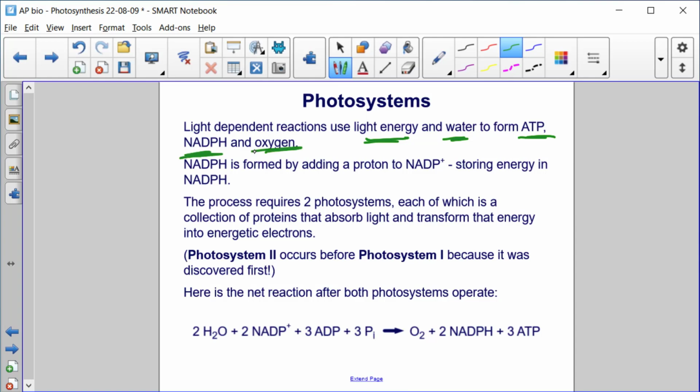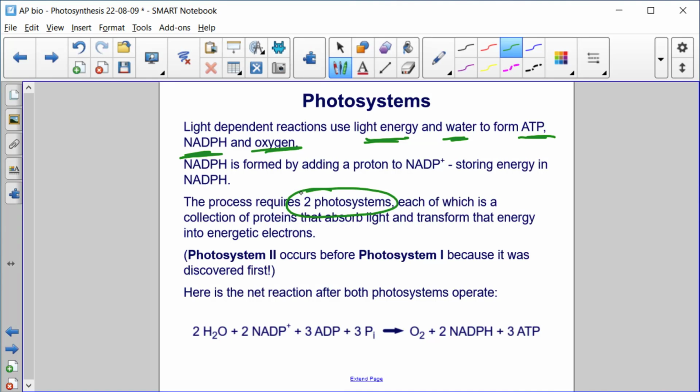NADPH is formed by adding a proton to NAD+, storing energy in that addition, in that bond, that NADPH. The process requires two photosystems, each of which is a collection of proteins that absorb light and transform that energy into energetic electrons. Photosystem 2 occurs before photosystem 1 because it was discovered first.